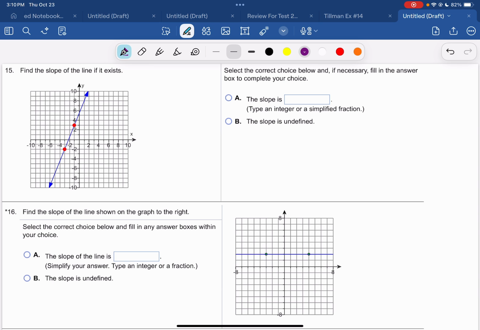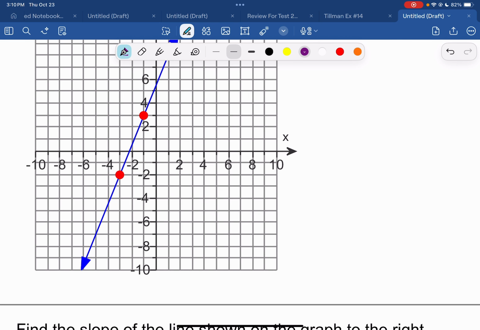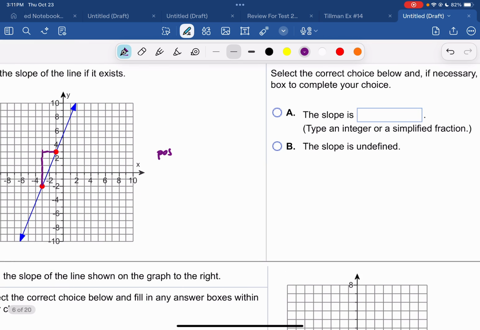Slope of this line. All right, so I'm going to start. I know it's positive. Make a note. Count going up. 1, 2, 3, 4, 5. Run 1, 2. Our slope is 5 over 2.